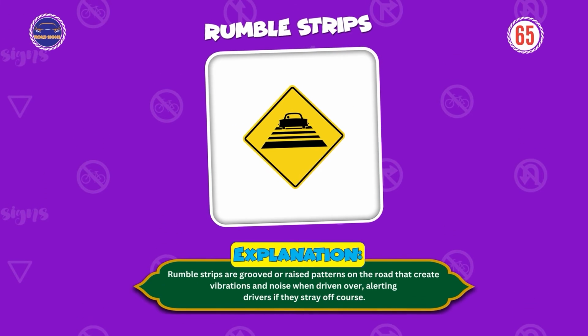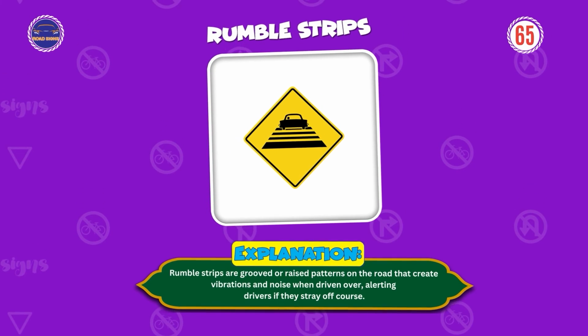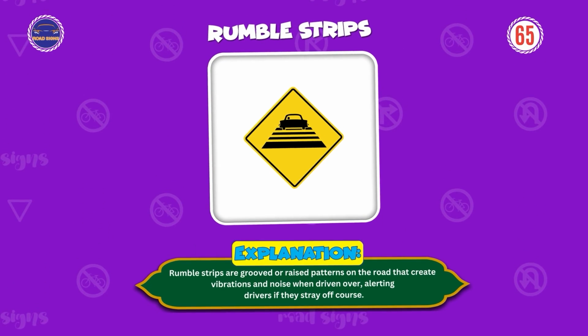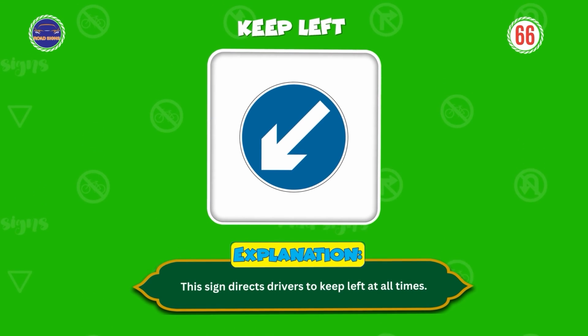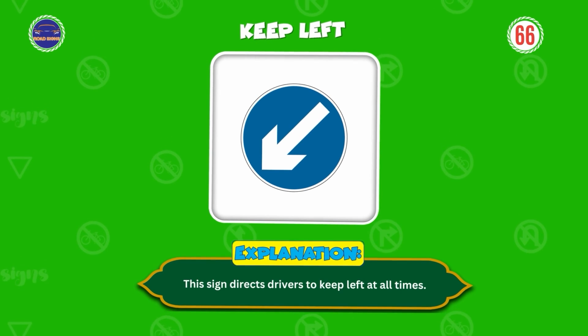This is the rumble strip sign. It alerts drivers to grooved or raised patterns on the road that create vibrations and noise when driven over. This is the keep left sign. It directs vehicles to stay to the left at all times.